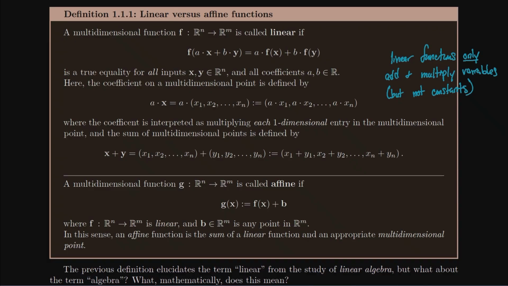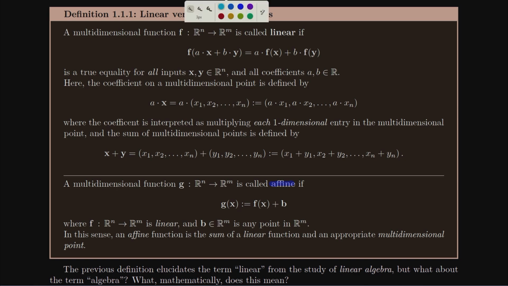You have to drop b. So if you want something linear, y equals mx is linear, but y equals mx plus b, because we're now adding a constant, is not linear. And this is the word affine that we have. It turns out an affine function is just always the sum of a linear function and a constant. So if you add a constant to a linear function, you recover an affine function.